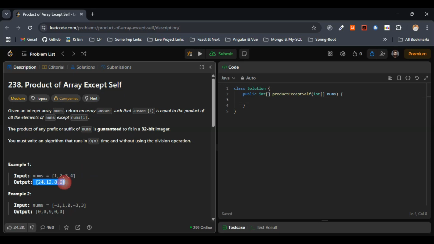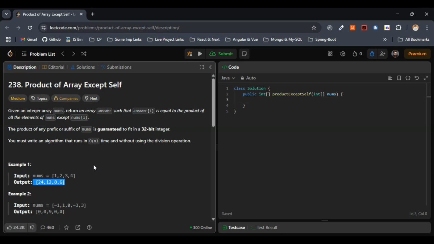We have to return the array answer such that answer of i is the product of all the elements except nums of i. Whatever number we are considering, except that one, we have to multiply all the other numbers and get the answer for each of them. That's what they are saying in simple terms.